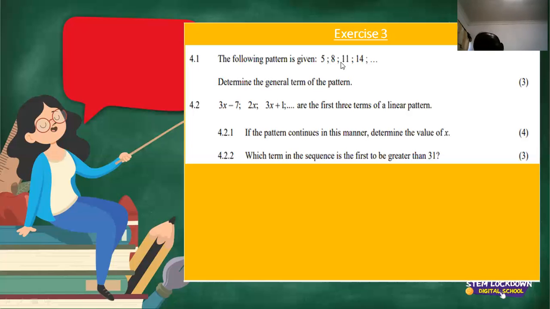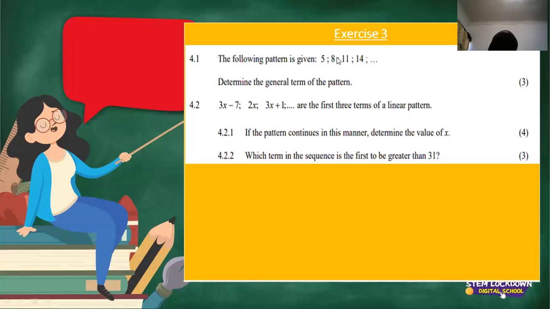For a geometric or exponential pattern, we have what is called the constant common ratio. We say T2 divided by T1 must be equal to T3 divided by T2, which must be equal to T4 divided by T3. So if there's a constant common ratio, then it's an exponential pattern. And then for the quadratic pattern, which we're going to learn in grade 11, we have the constant second difference.